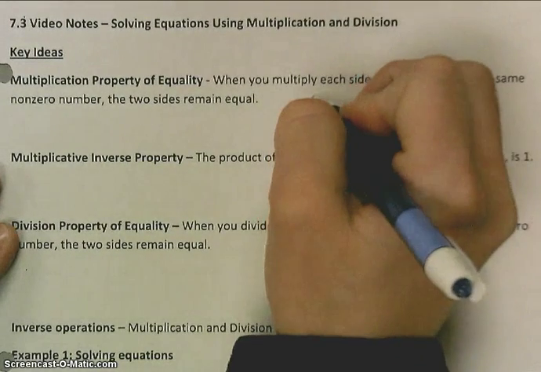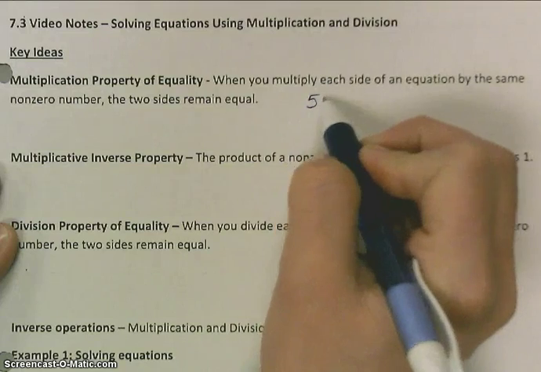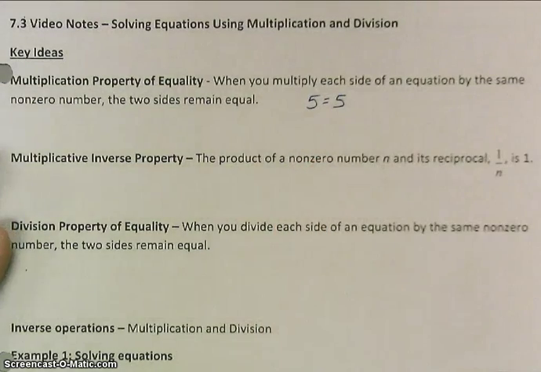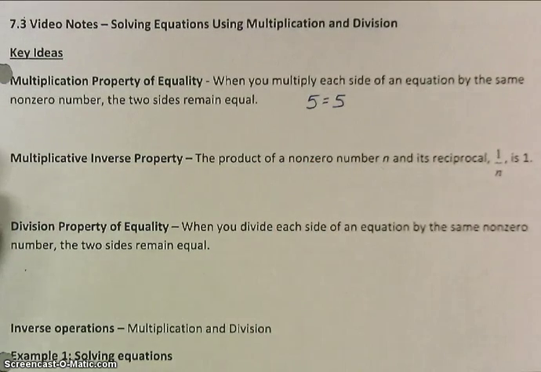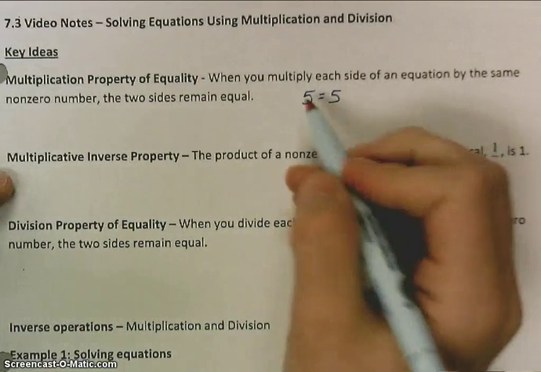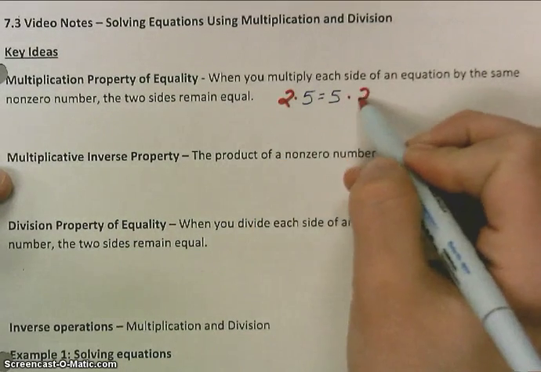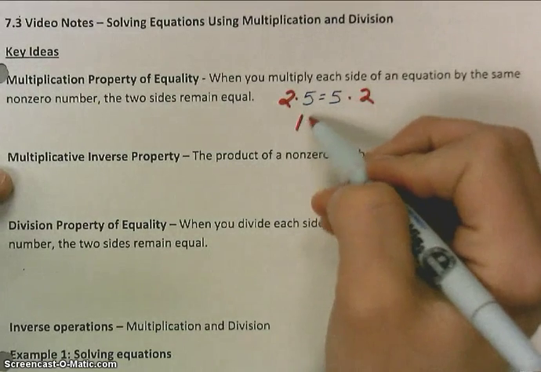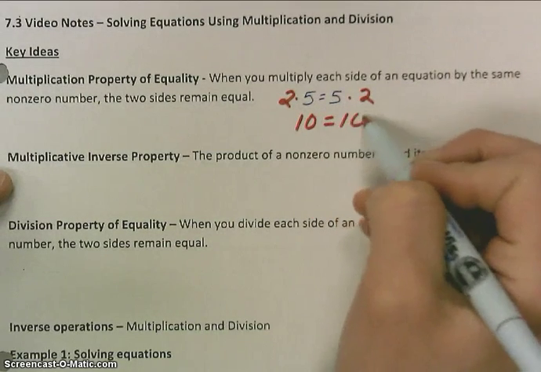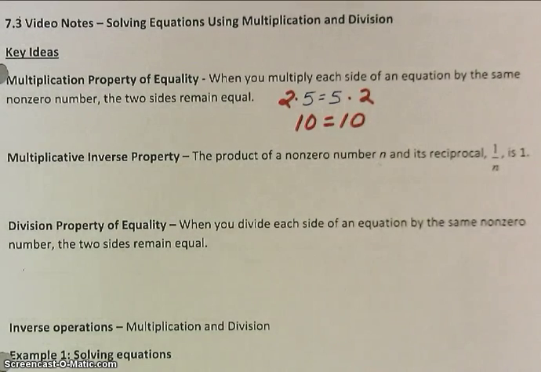For example, if I start off with 5 equals 5, that's a true statement. As long as I multiply both sides, the left side by 2 and the right side by 2, I'm still going to have an equation. It looks a little different. Now it says 10 equals 10, but it's still an equation. They are still equal to each other.